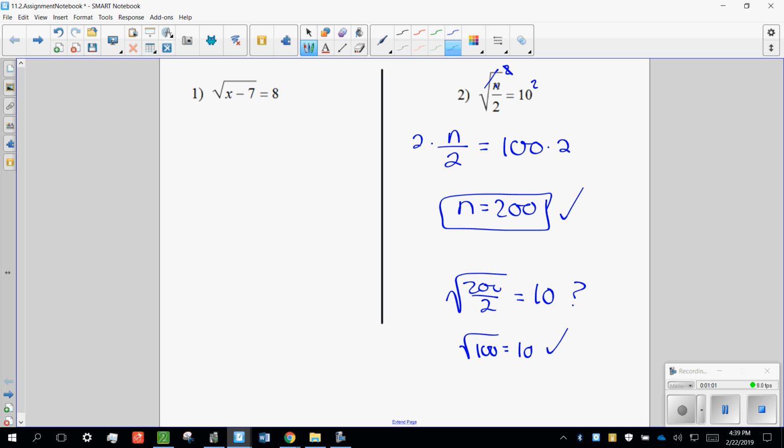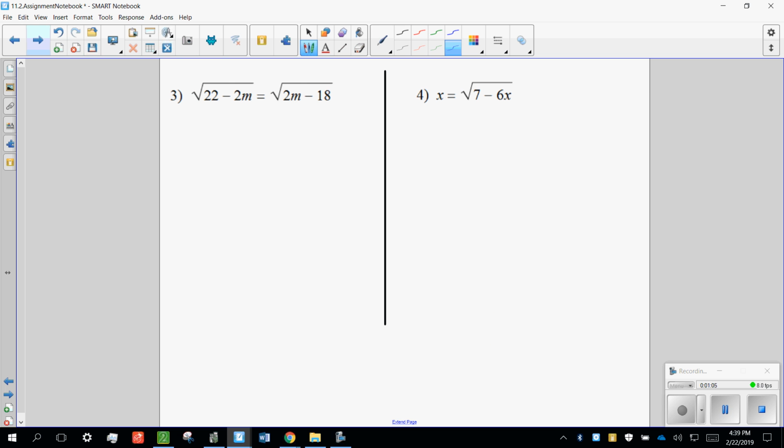Same process for number 1. Square both sides. x is going to equal 71 there. All right, number 3, we have 2 square roots that are on different sides of the equation, so we know that if we square, at least one of them will go away, and actually both of them. A square and a square root are inverses, so they cancel out. We have 22 minus 2m equals 2m minus 18.